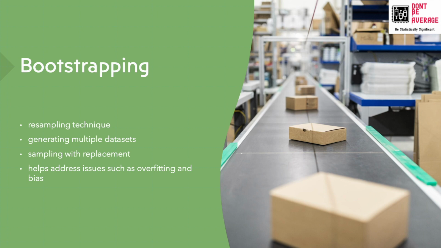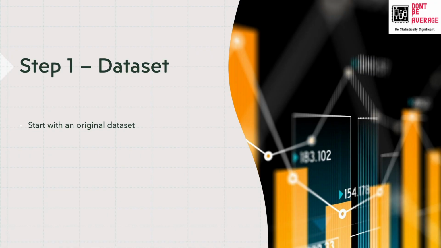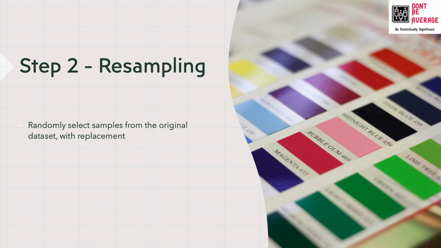Now let's look at the process of bootstrapping. Step 1 is starting with an original dataset containing a set of samples or observations. Step 2 is resampling, which is randomly selecting samples from the original dataset with replacement. Now, with replacement means that a sample can be selected multiple times, while some samples may not be selected at all.